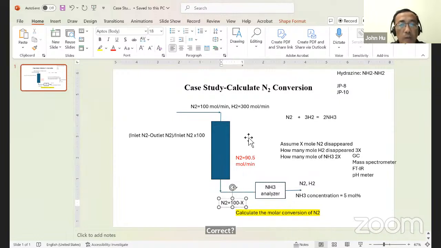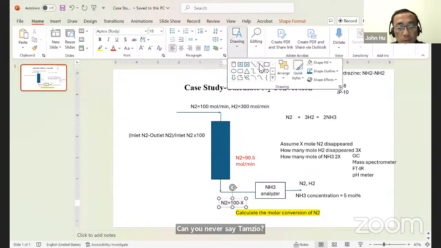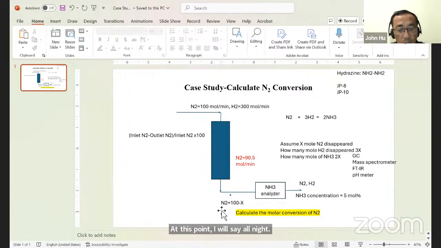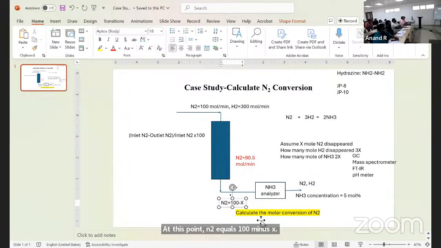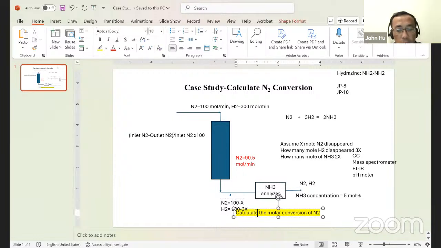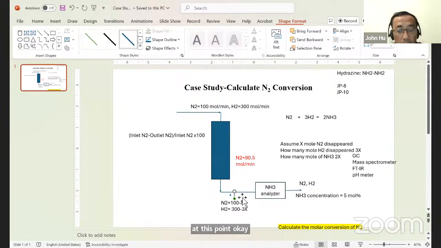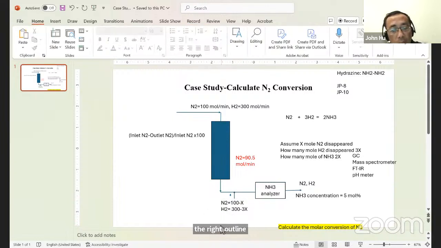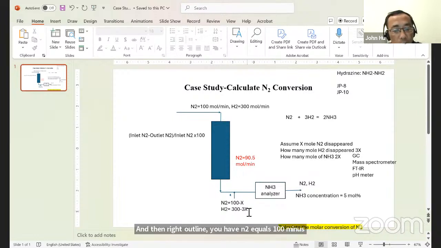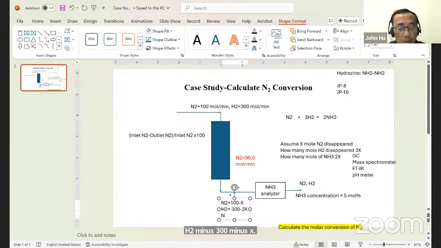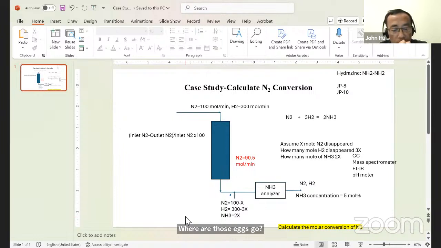Can anybody say something at this point? At this point, N2 equals 100 minus X, correct? Yes. So at this point, because you have something converted, N2 equals 100 minus X, H2 equals 300 minus 3X, and then where does that X go? Make sense? Yes, sir. Okay.